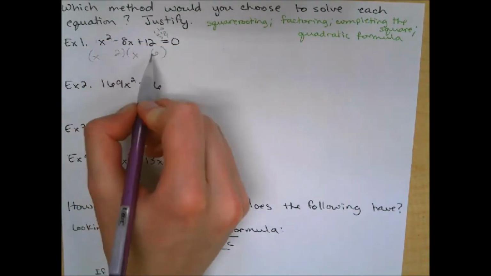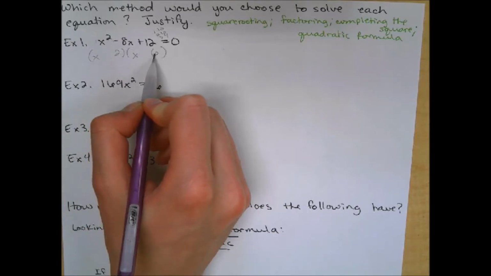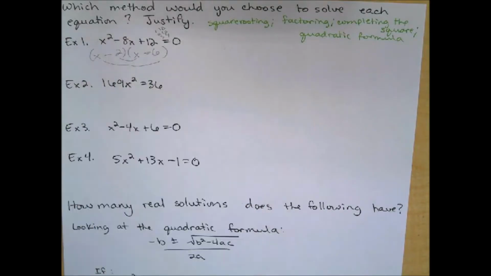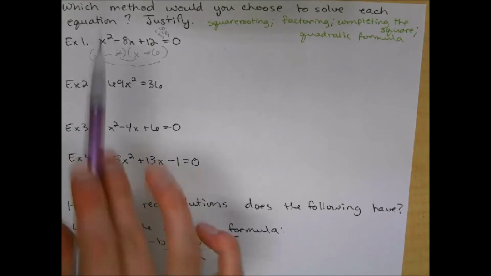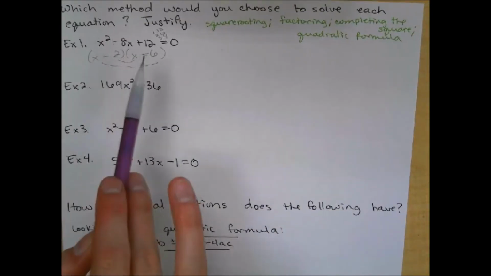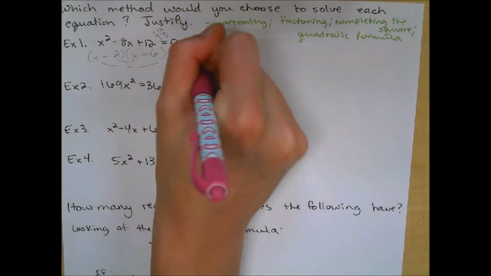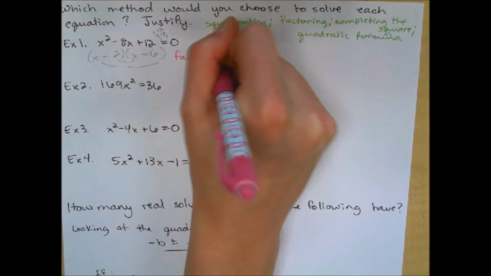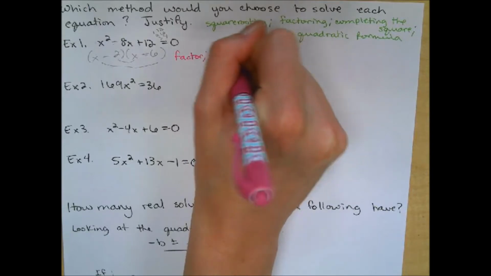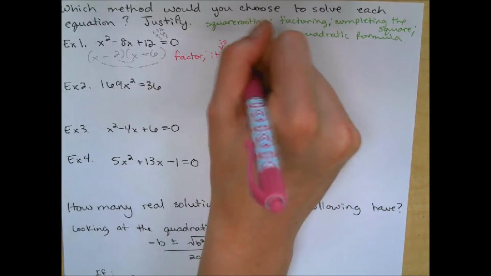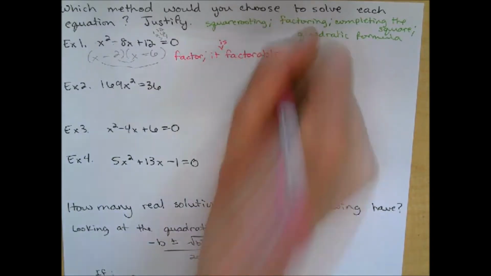I want them to multiply to a positive 12. And then when I do my underneath rainbows, I get a negative. So it's going to be negative, negative. And it factors. And this would be the easiest situation here because now I know that x equals 2 and 6. So here the easiest method would be to factor. It's factorable.